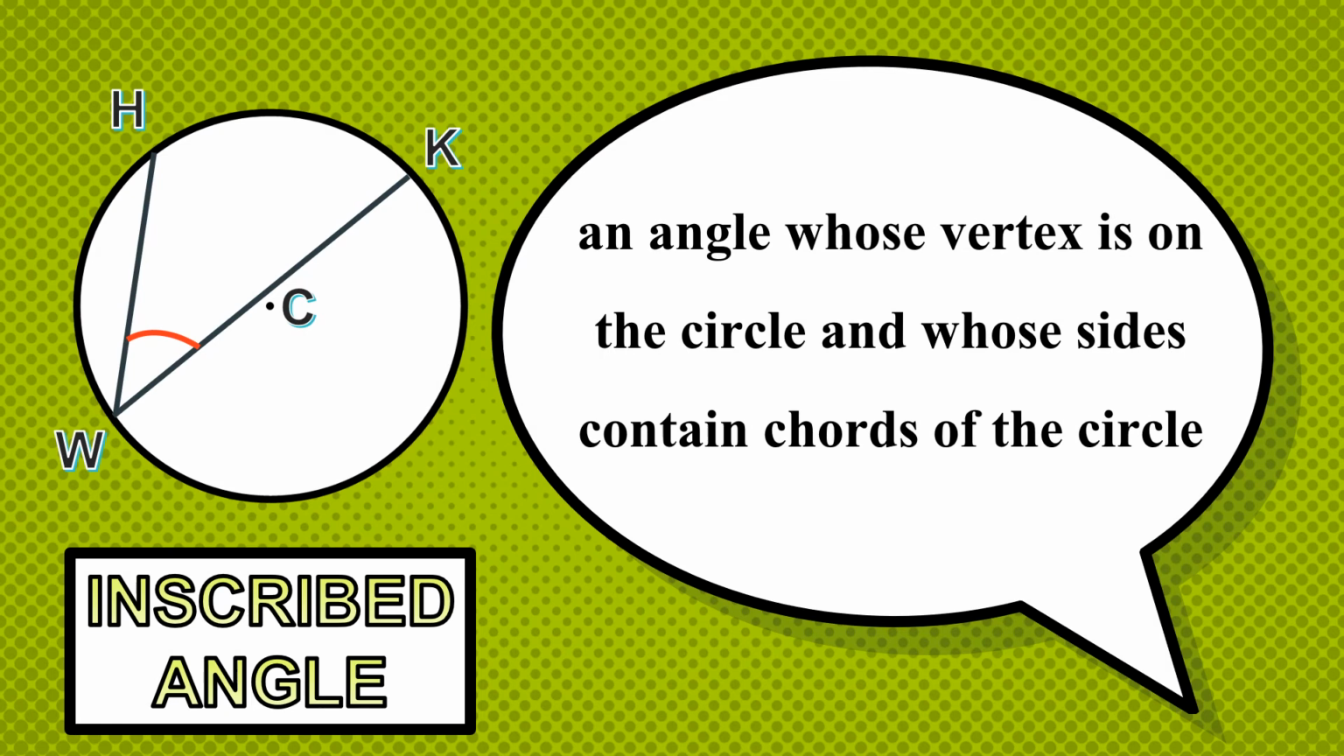What about inscribed angle? That is an angle whose vertex is on the circle and whose sides contains chords of the circle. So dito naman tayo sa circumference magbe-vertex. Halimbawa, dito sa K, nagdrawing tayo ng isa pang chord. Siyempre may nabuo tayong angle. Inscribed angle pa rin ang tawag dyan.